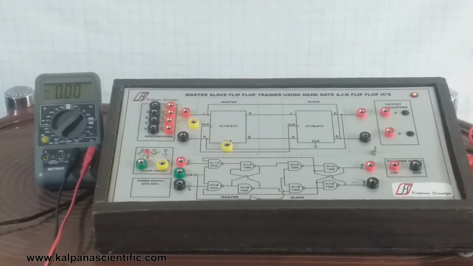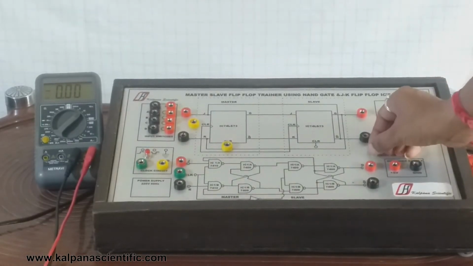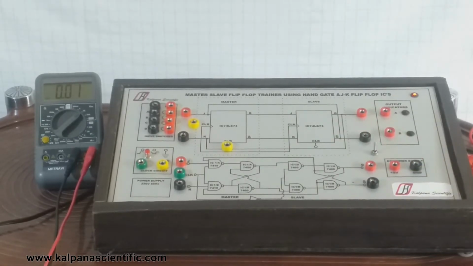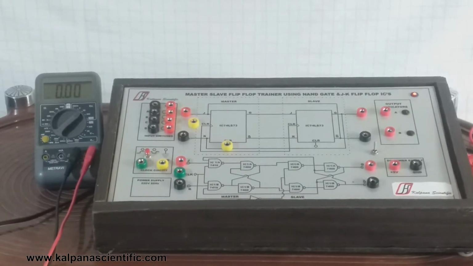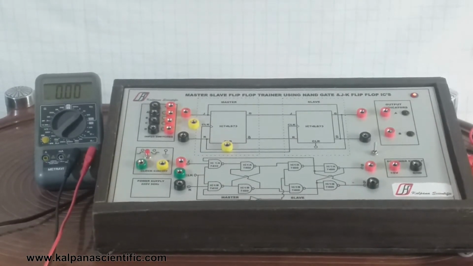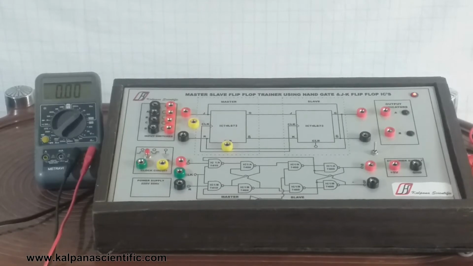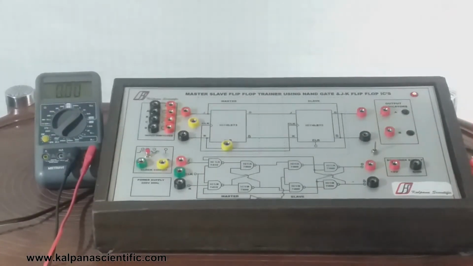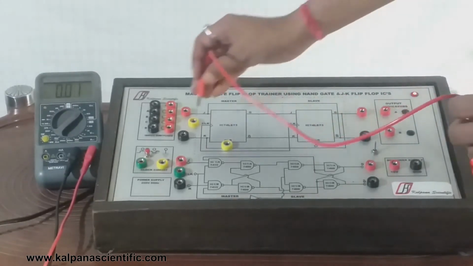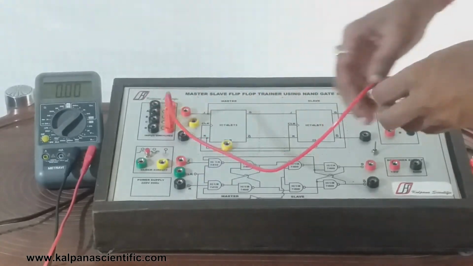Let's start the experiment. We shall first use the master slave flip-flop using JK flip-flop IC section for our experimentation. This section can be connected by setting the toggle switch in its up position. First, we shall operate the flip-flop in its toggle mode. To do this, we shall connect both its input J and K to logic high input via patch cord.